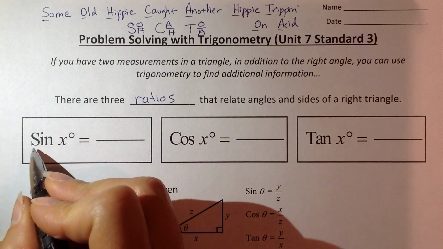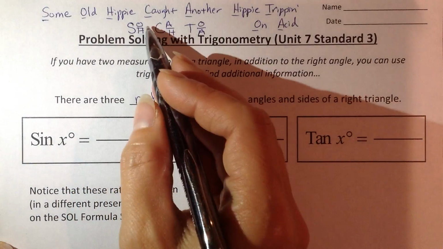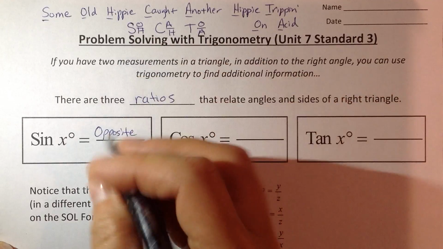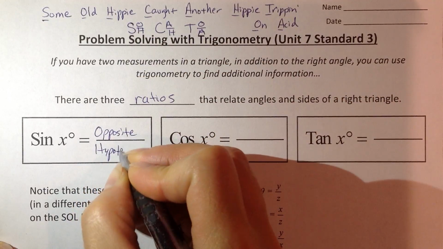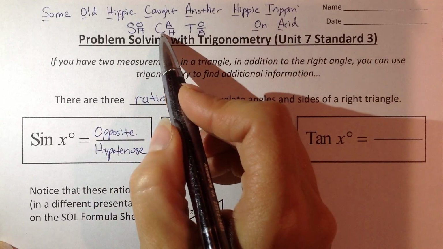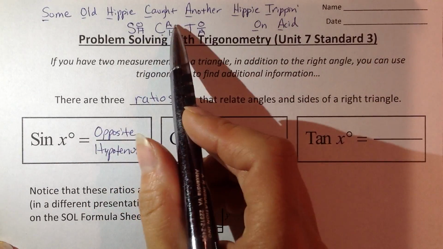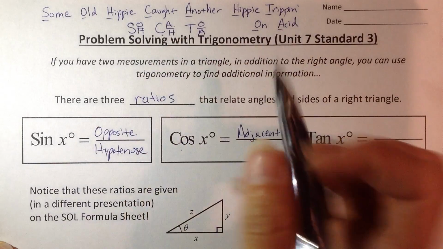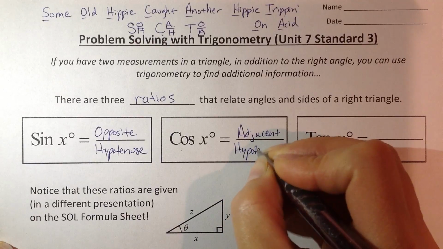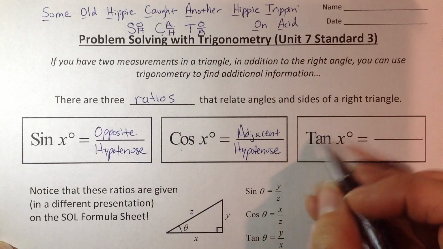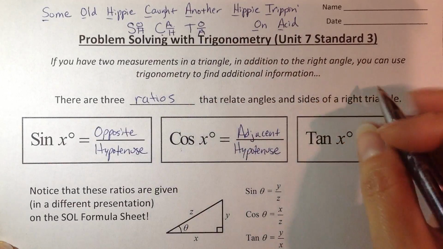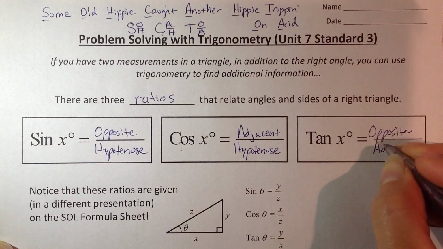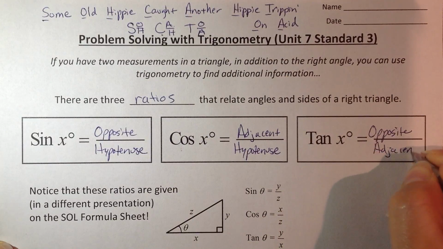So S stands for sine, O stands for opposite, H stands for hypotenuse. C stands for cosine, A stands for adjacent, H hypotenuse. T stands for tangent, O again is opposite, and A is adjacent. Okay.